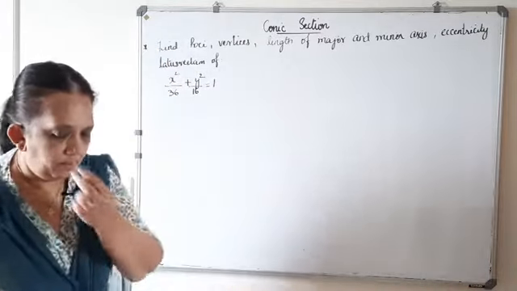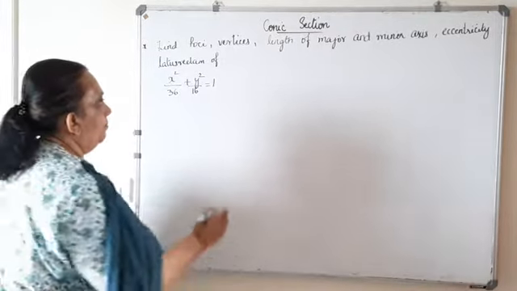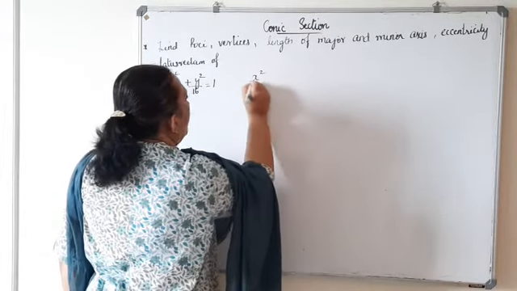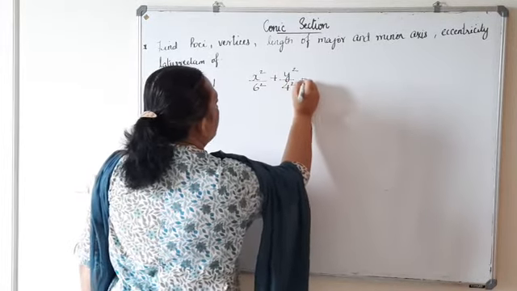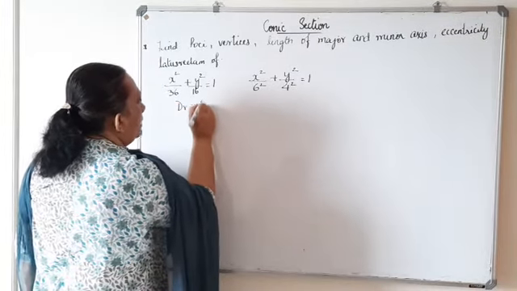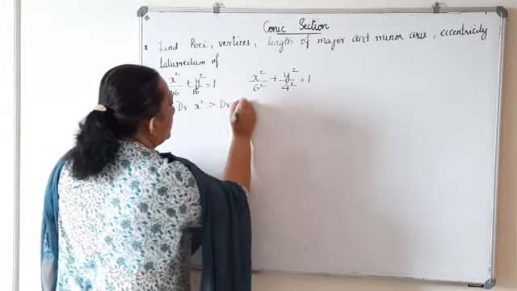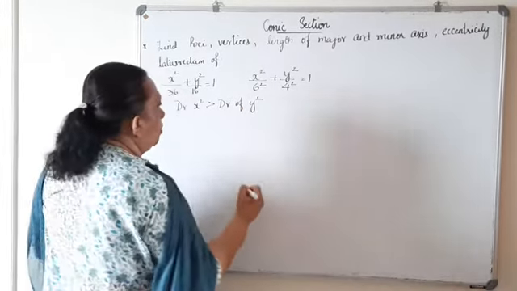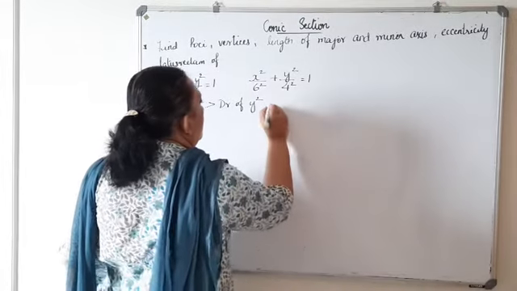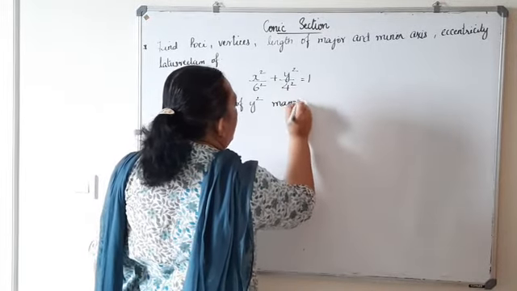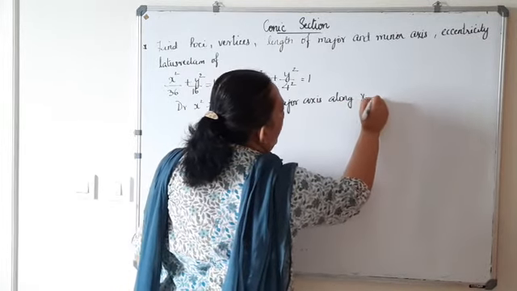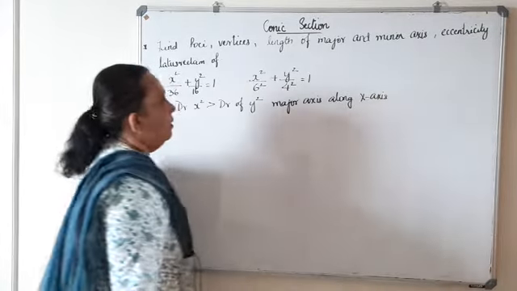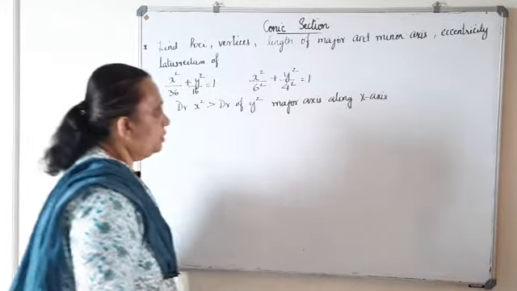Question number 1. Now we have to make it in the standard form. That is x squared by 6 squared plus y squared by 4 squared is equal to 1. Denominator of x squared is greater than denominator of y squared. So we can say that major axis along x-axis. Major axis along x-axis, and you draw the figure.